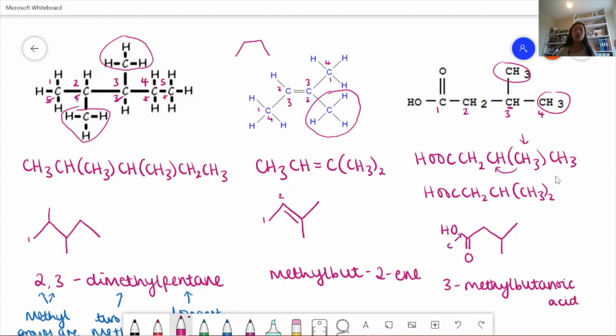And that's why when we have carboxylic acids, we never have butan-1-oic acid or butan-2-oic acid, because they're always at the end. And it's convention to label that carbon as 1.